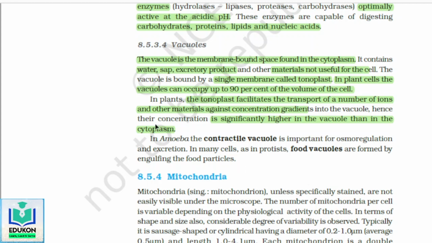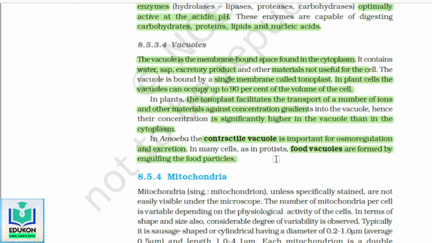In amoeba, we see the contractile vacuole, which is important for osmoregulation and excretion. In many cells, as in protists, food vacuoles are formed by engulfing the food particles. So these are the two other examples given in the NCERT book. In amoeba you can see the contractile vacuole. We need to remember this. The membrane surrounding the vacuole is the tonoplast, and food vacuoles in protists are formed by engulfing the food particles.